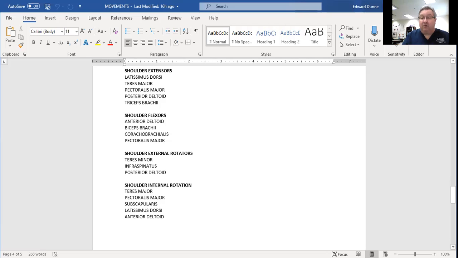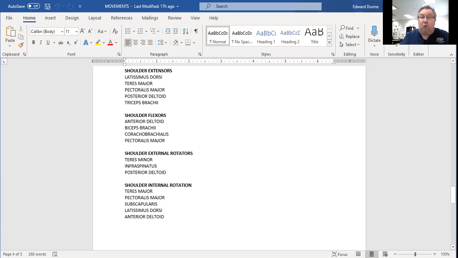The shoulder extensors. The main shoulder extensor is the Latissimus dorsi. The triceps brachii is a very important shoulder extensor. Remember, shoulder extension is the bringing back of the shoulder. Shoulder flexion is going forward. Shoulder extension is bringing it backwards. You might see it called hyperextension, but I want you to just know it as extension. We'll talk about hyperextension in kinesiology.